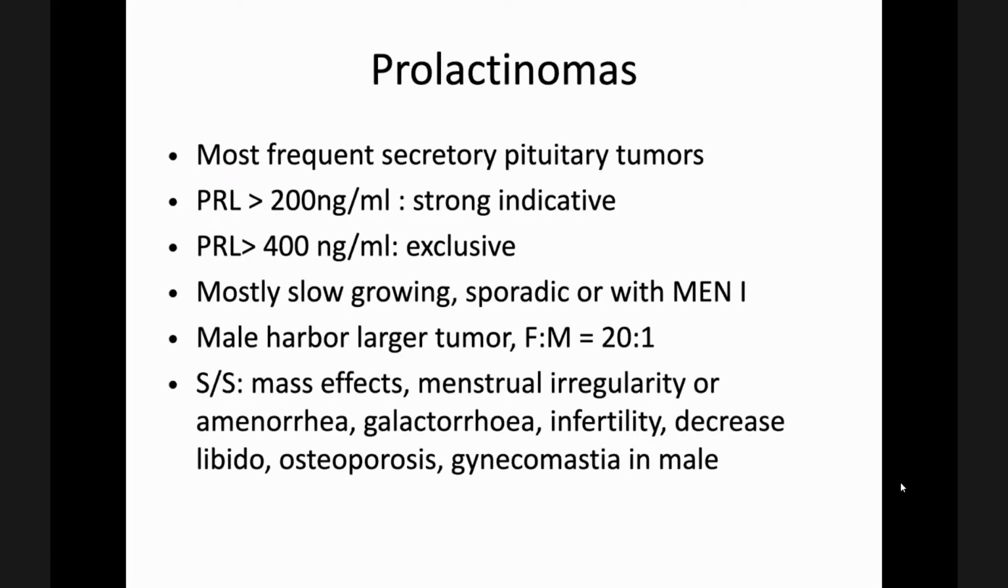When prolactin rises more than 200 nanogram per milliliter, that is a strong indication of a pituitary tumor, that is a prolactin secreting pituitary adenoma. And if PRL is more than 400 nanogram, then we strongly suspect prolactinoma. And also we have to suspect associations like MEN1 syndrome.